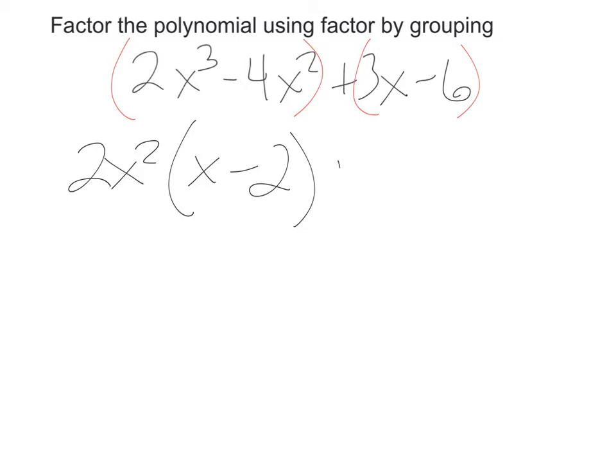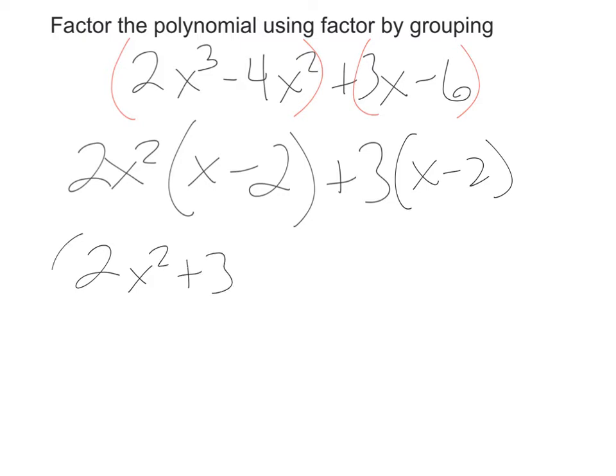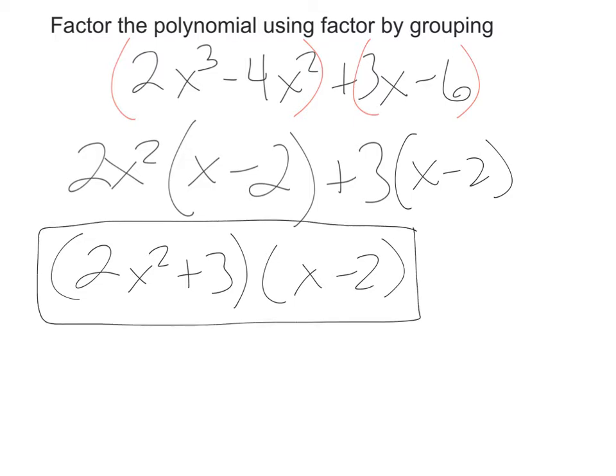Okay, let's get to the next one. Here, I can take out a 3 from my number, and there's no x to give from the 6 term right here, so I can only take out 3. And then I'm left with x minus 2. I'm almost done. I take my 2x squared plus 3, that's one factor, and my x minus 2, that's another factor. And if I were to solve, I would set each factor equal to 0 and solve, but we're not asked to do so here, we're just asked to factor, so that's that.